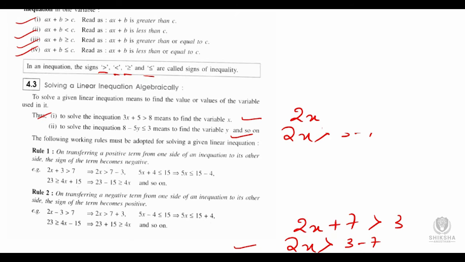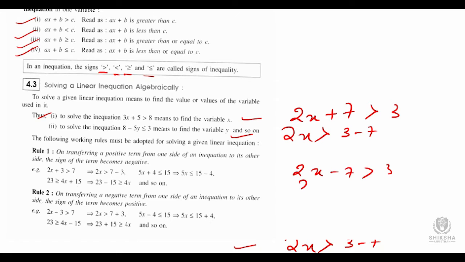Then, on transferring a negative term from one side of the inequation to the other, if we write 2x minus 7 greater than 3, it becomes 2x greater than 3 plus 7. So, this is how it works. The same goes for the opposite side. If you write minus 7 less than 3x plus 2, it becomes minus 7 minus 2 less than 3x.